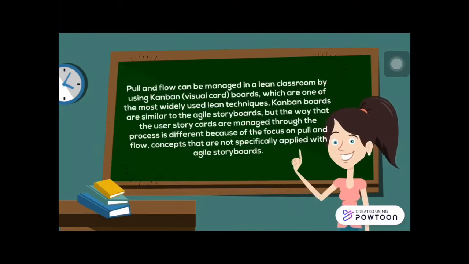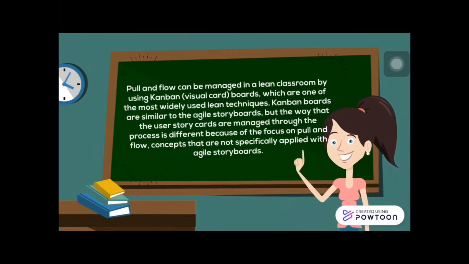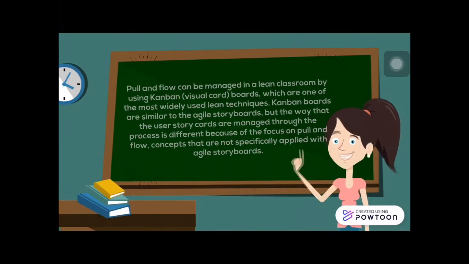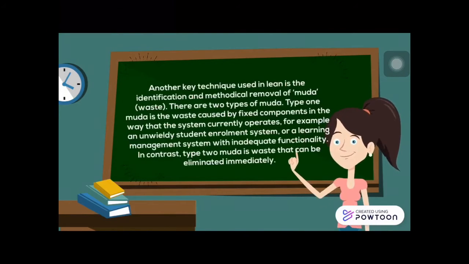And lastly, Lean techniques. Pull and flow can be managed in a Lean classroom by using Kanban or visual cardboards, which are one of the most widely used Lean techniques. Kanban boards are similar to the Agile storyboards, but the way that the user's story cards are managed through the process is different because of the focus on pull and flow, concepts that are not specifically applied with Agile storyboards.